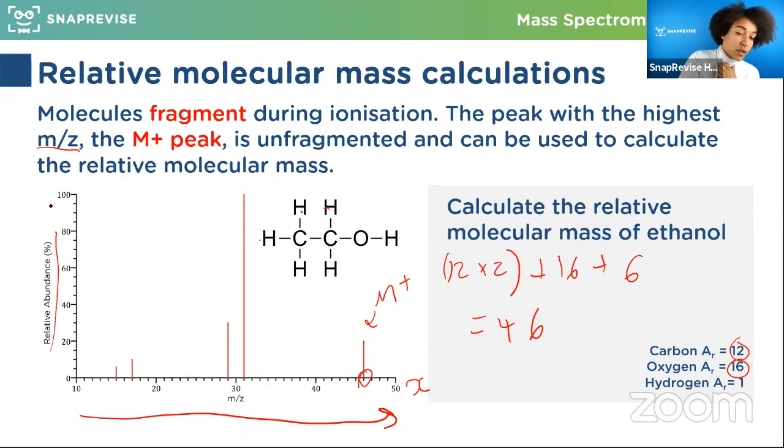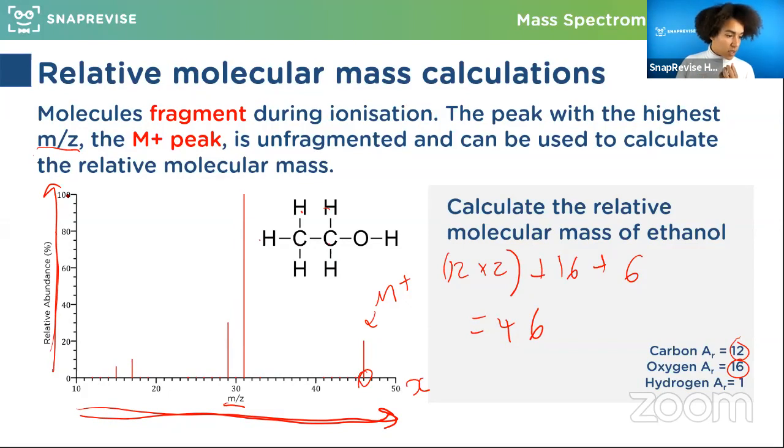So have a look at the X and Y axis. It's your x-axis, the one that runs horizontally, that is your mass to charge ratio. So it's the highest mass to charge ratio, not the highest vertical peak, because your y-axis is abundance. It's how much of that thing there is, not how heavy it is, not how massive it is.